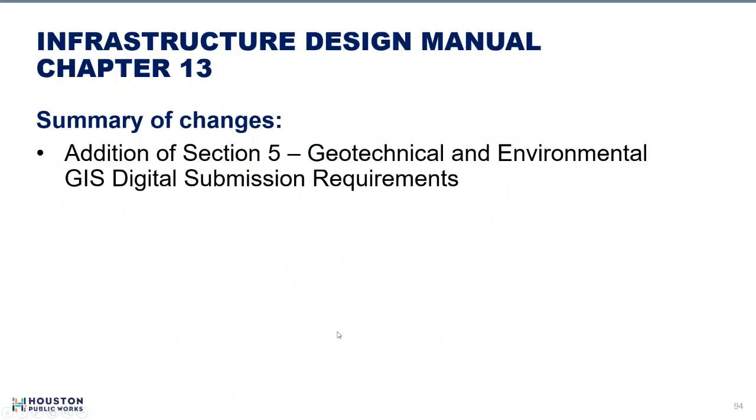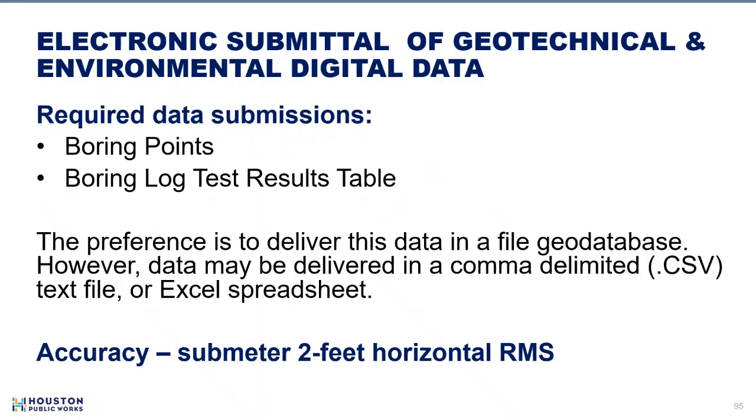The changes made to Chapter 13 include the addition of a new section, Section 5. Section 5 addresses the digital submission requirements for geotechnical and environmental projects. This section translates the traditional data submitted in a PDF report format for environmental and geotechnical studies to require more dynamic and flexible digital formats.